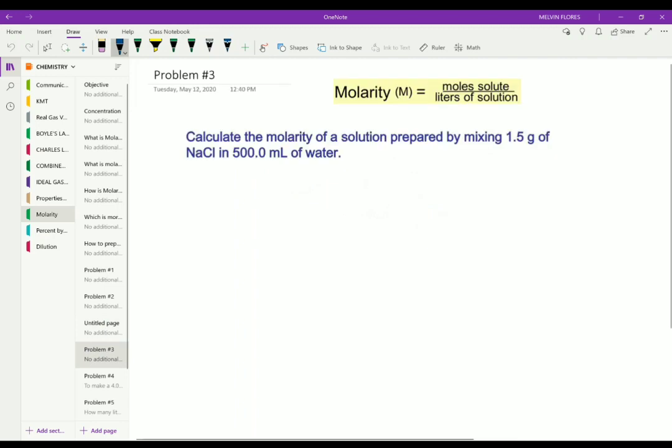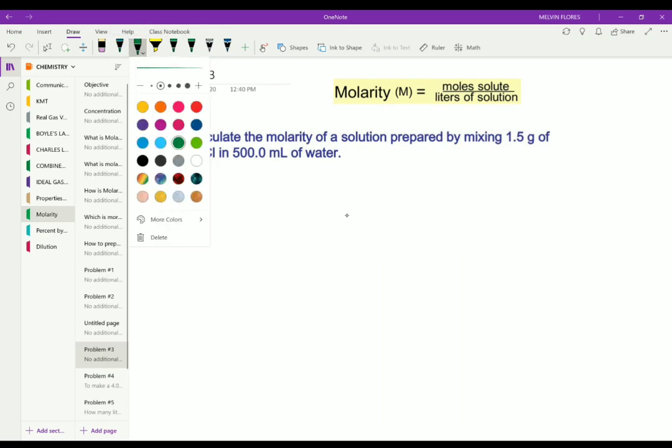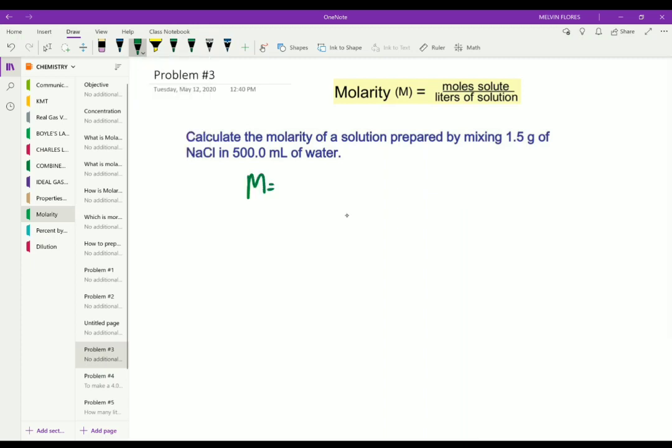Okay, let's have an additional problem. Calculate the molarity of a solution prepared by mixing 1.5 gram of NaCl in 500 ml of water. So we have molarity as the unknown variable, and then we have 1.5 gram of NaCl again. So our mass is equal to 1.5 gram.